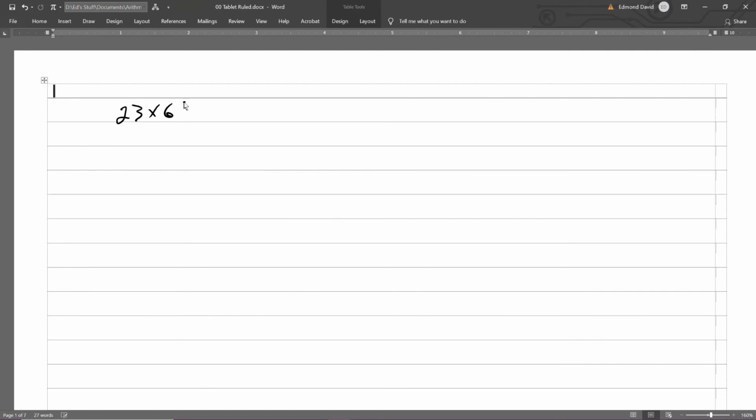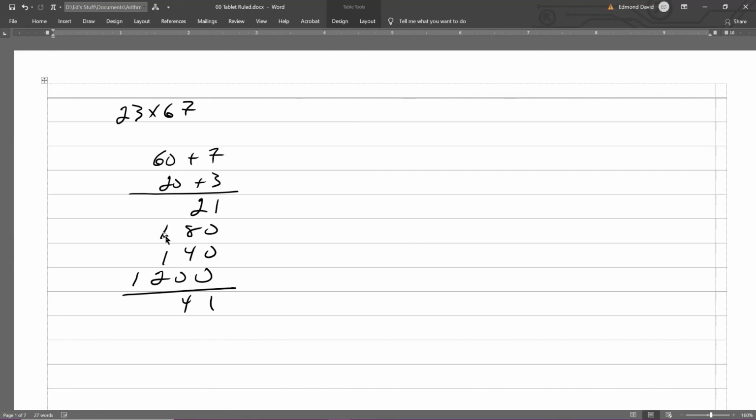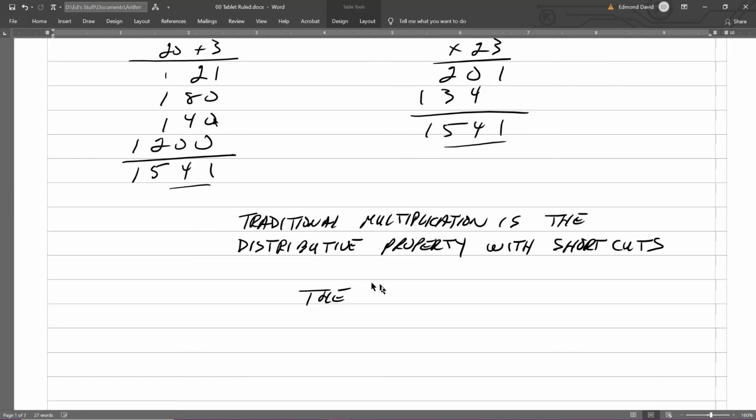Let's finish this video by multiplying 23 times 67, which we will do twice. Recall the rule is each term in the first group multiplies every term in the second group. So here is the multiplication showing the distributive property. Now the traditional way, which is the distributive property with shortcuts. And that is how multiplication distributes over addition.